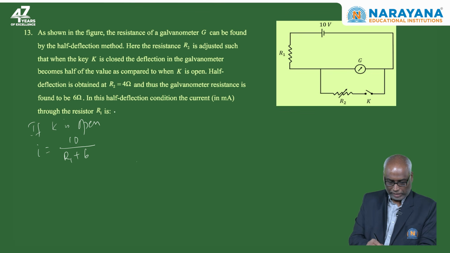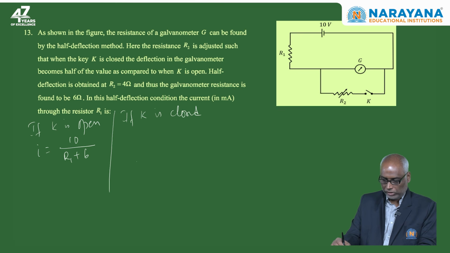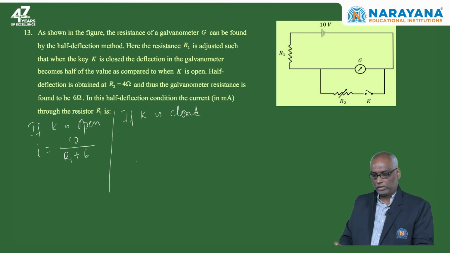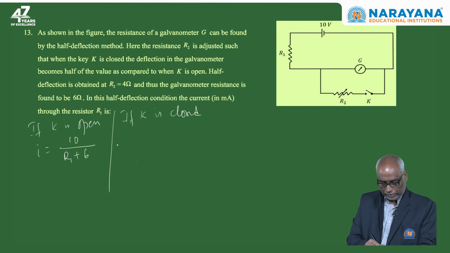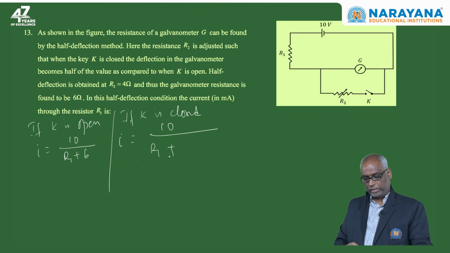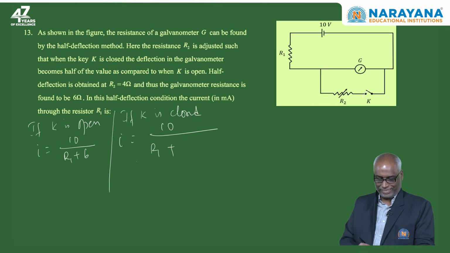Now when K is closed, the resistances R2 and galvanometer are both in parallel, and R1 is connected in series. So the total current in the circuit equals 10 divided by R1, which is connected in series, plus the effective resistance of G and R2. G is given as 6 and R2 is given as 4. So 6 into 4 divided by 6 plus 4.